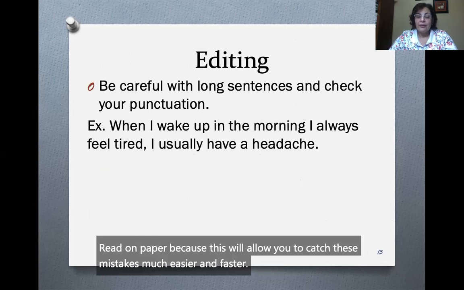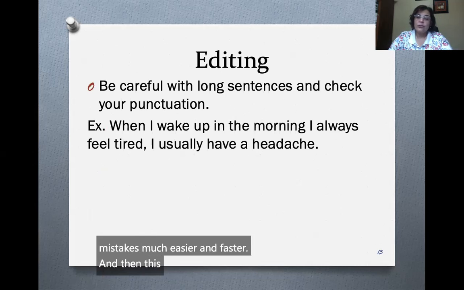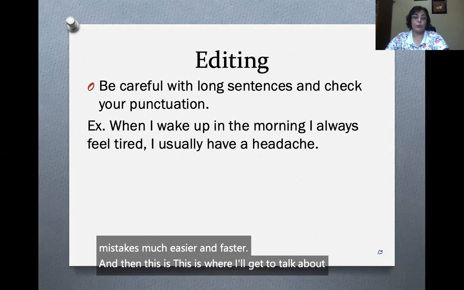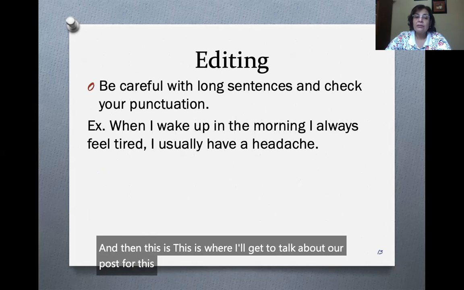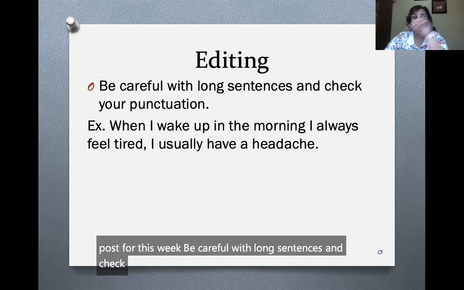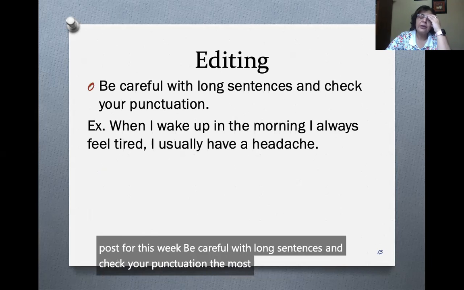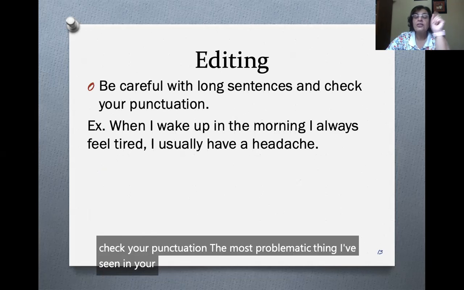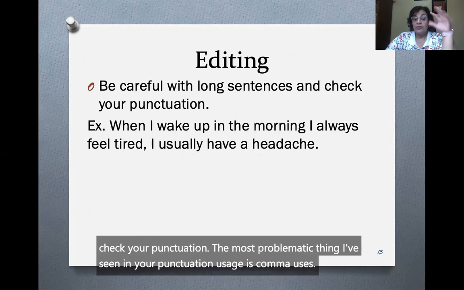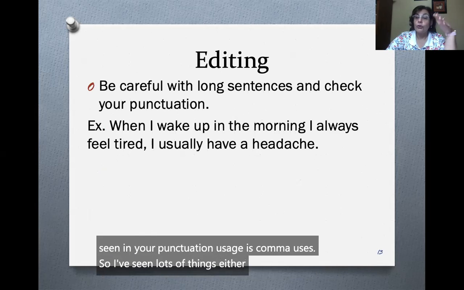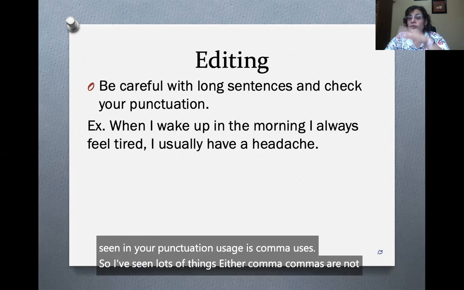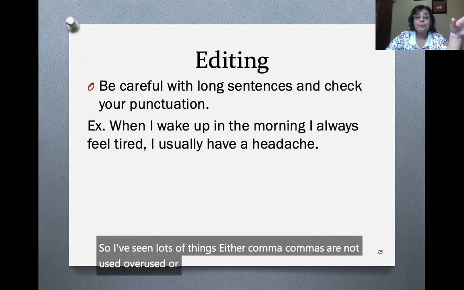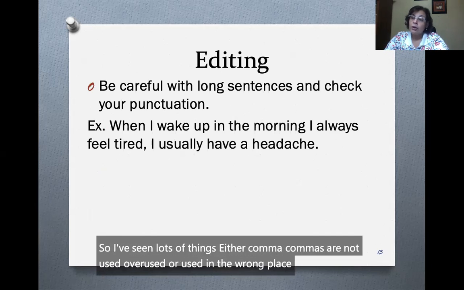And then this is where I'll get to talk about our post for this week. Be careful with long sentences and check your punctuation. The most problematic thing I've seen in your punctuation usage is comma use. So I've seen lots of things: commas are not used, are overused, are used in the wrong place, are used in place of a semicolon.